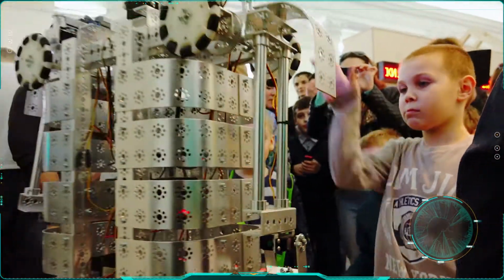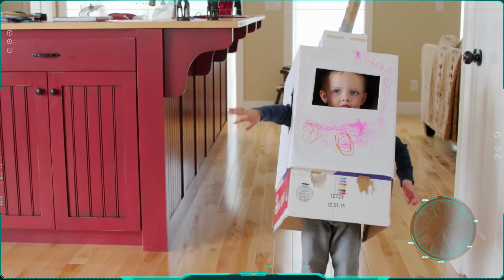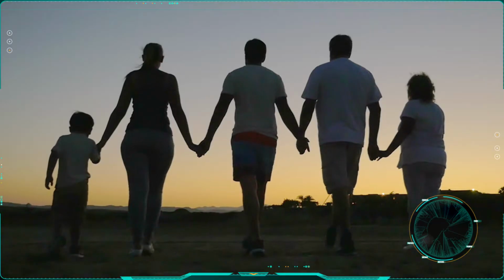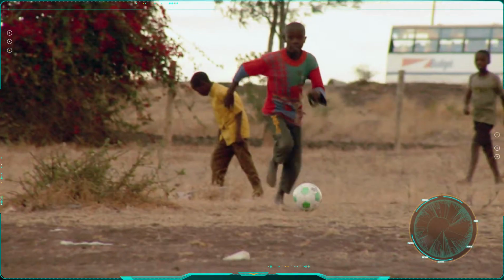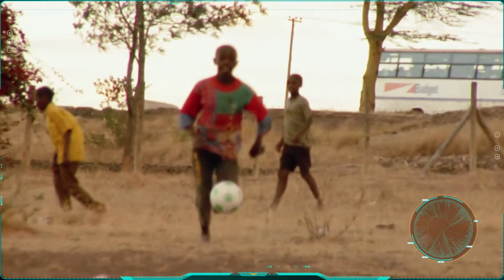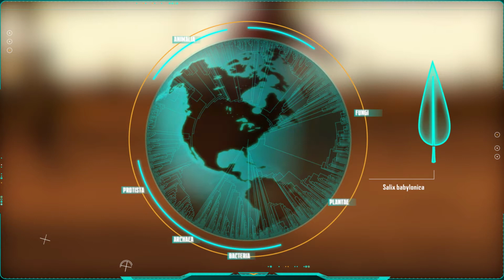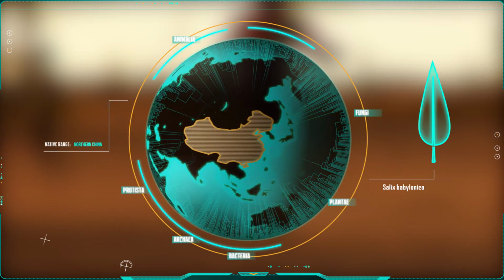You will notice that robots are not included in the tree of life at all. Well, I guess that puts things into perspective. So, besides mapping all of this, what is the benefit of having the tree? Salix babylonica, a deciduous tree native to northern China.